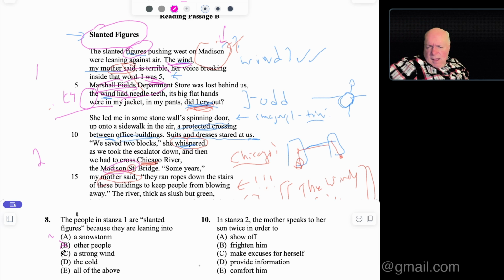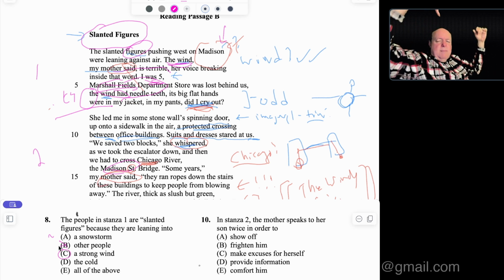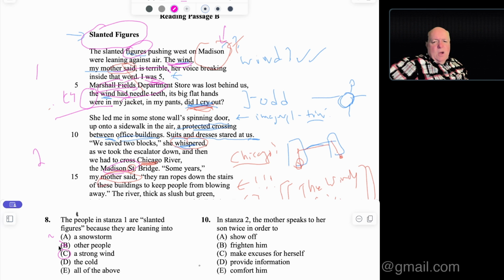C, a strong wind. Yeah, I like that even better than A, because the snowstorm could just be coming straight down and not particularly windy, even though wind comes with the snowstorm. So that is our tiebreaker there. That's how we can get rid of A. D, the cold. I guess philosophically or metaphorically, we can lean into the cold. But no, there was a wind. In fact, it keeps mentioning the word wind. It was windy, so it's not D. And then all of the above. No, that's not what we're doing there. So this answer is unequivocally C.